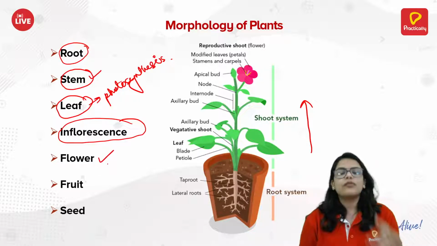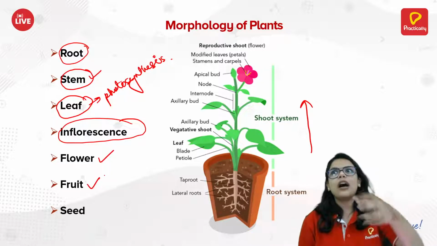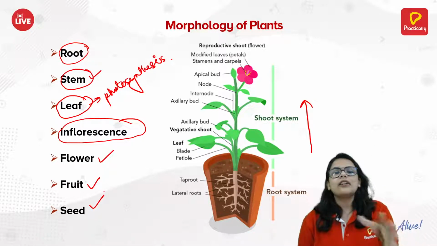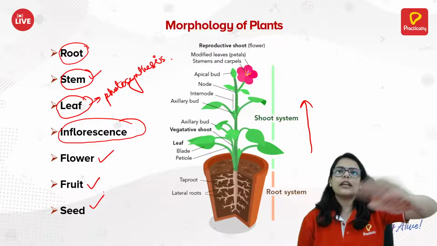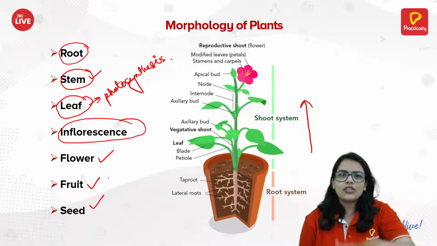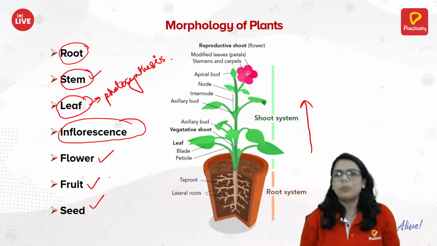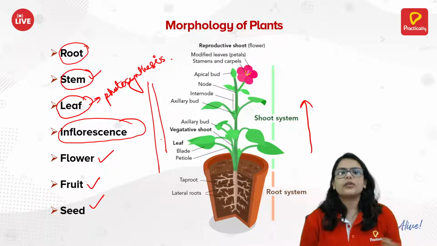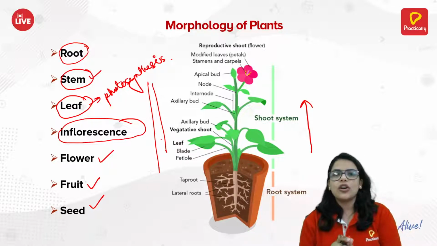Then there is flower. Flower is where the reproduction takes place. The fruit is what is formed after reproduction. And finally, the seed, which helps in the formation of a new plant. So this is what you can see in morphology of plants.